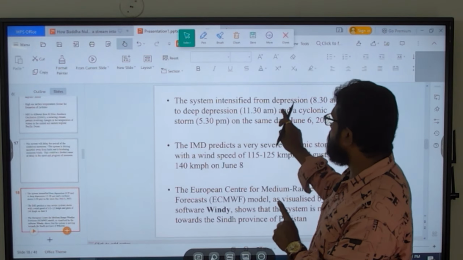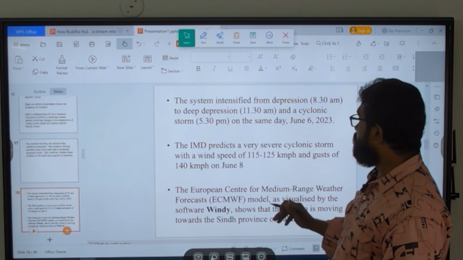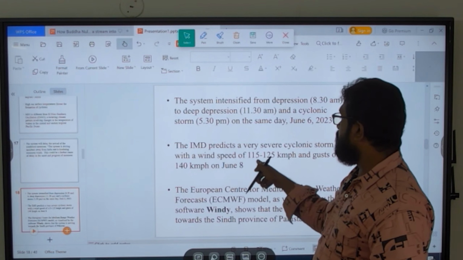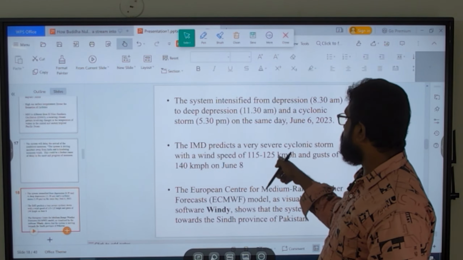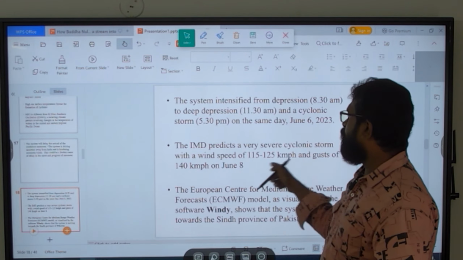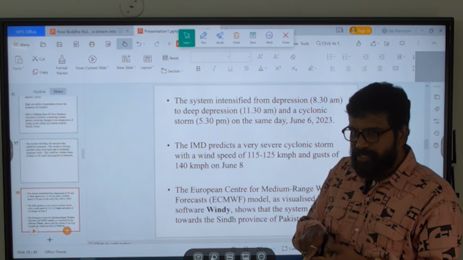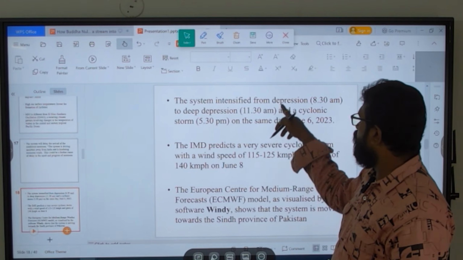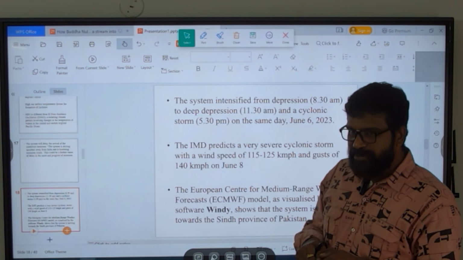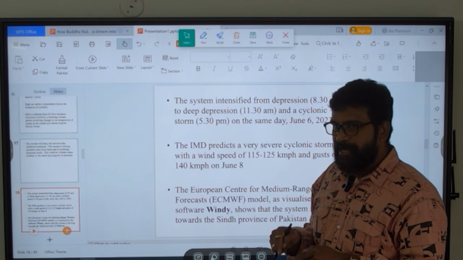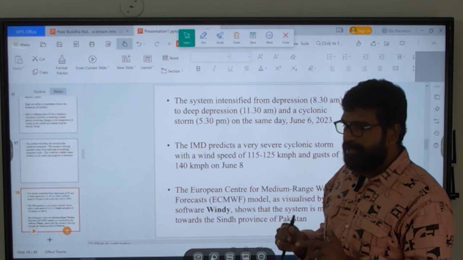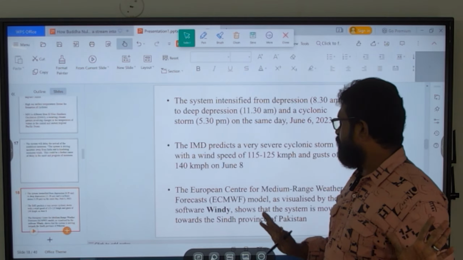So this is the logic we can find over here. You see that Biparjoy's wind speed is 115 to 125 kilometers per hour, with gusts of 140 kilometers per hour. Depression means the wind speed is very low. Then deep depression means the wind speed is getting higher. But if it is very strong, then it is converted into a cyclone. So that is the thing.